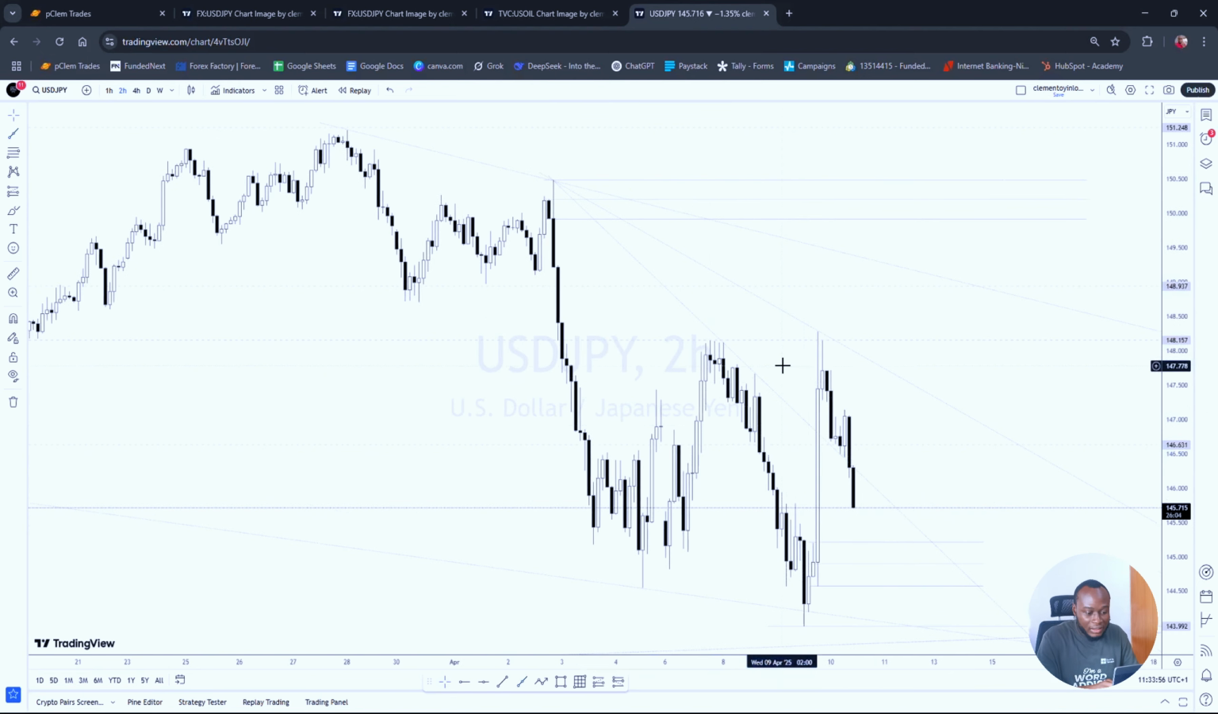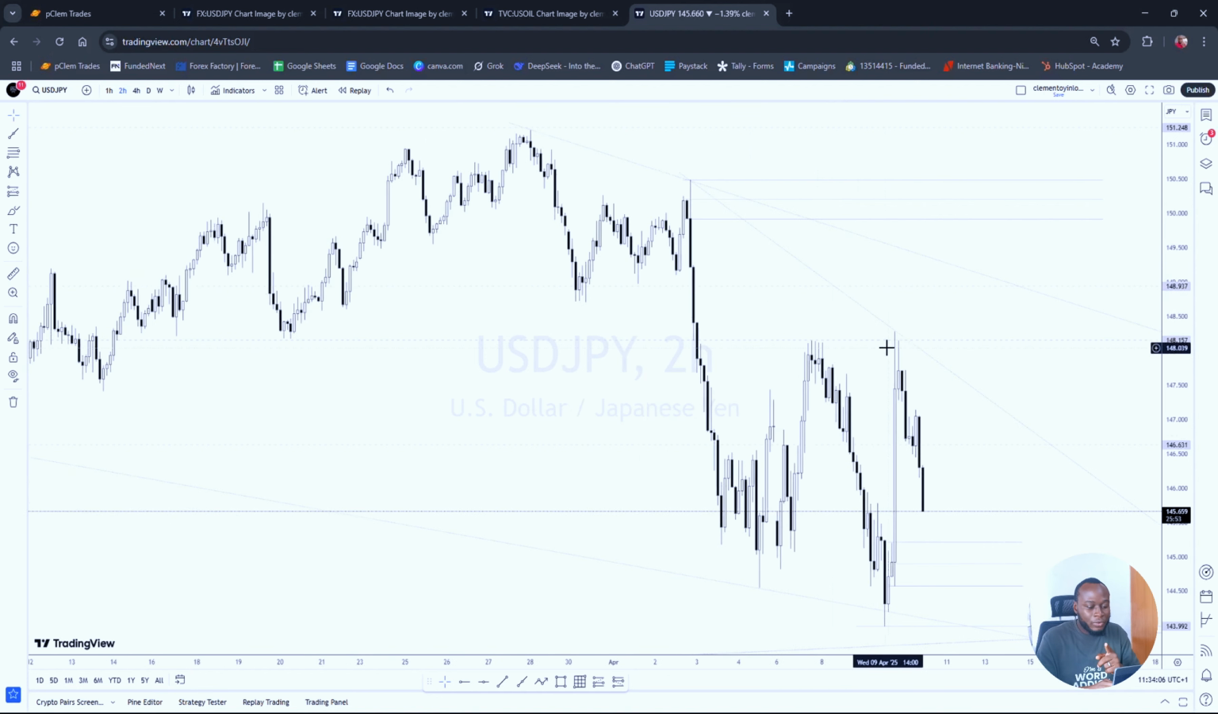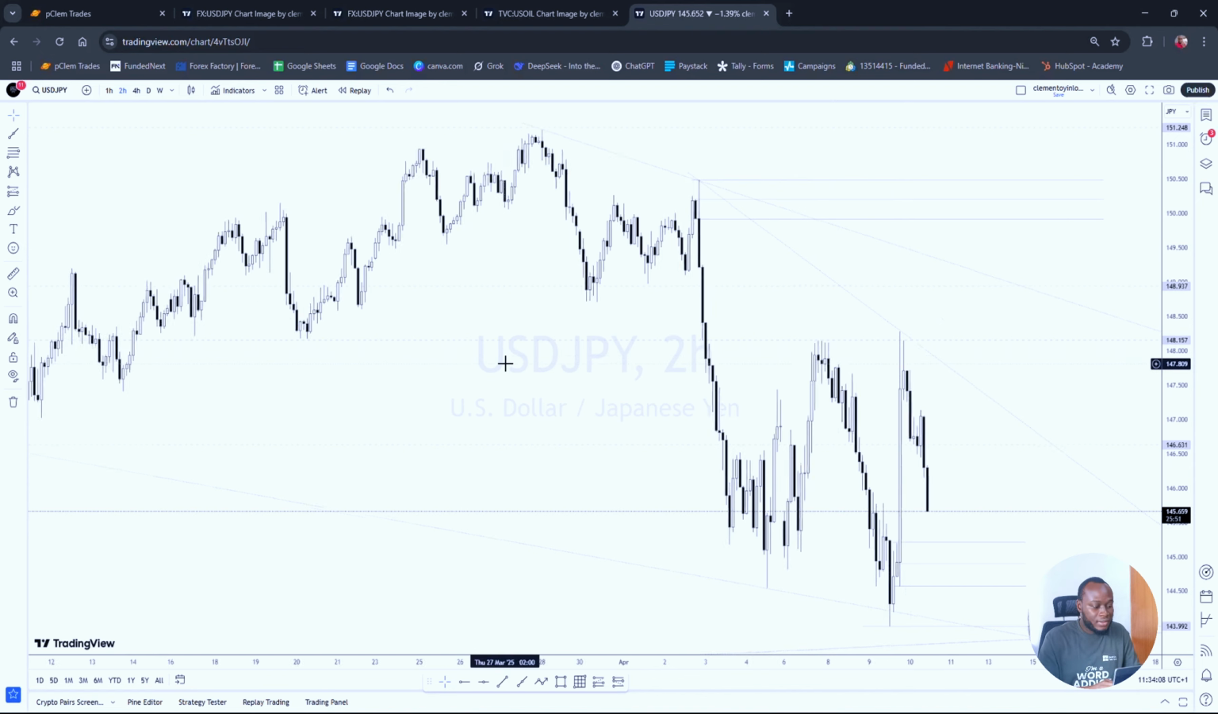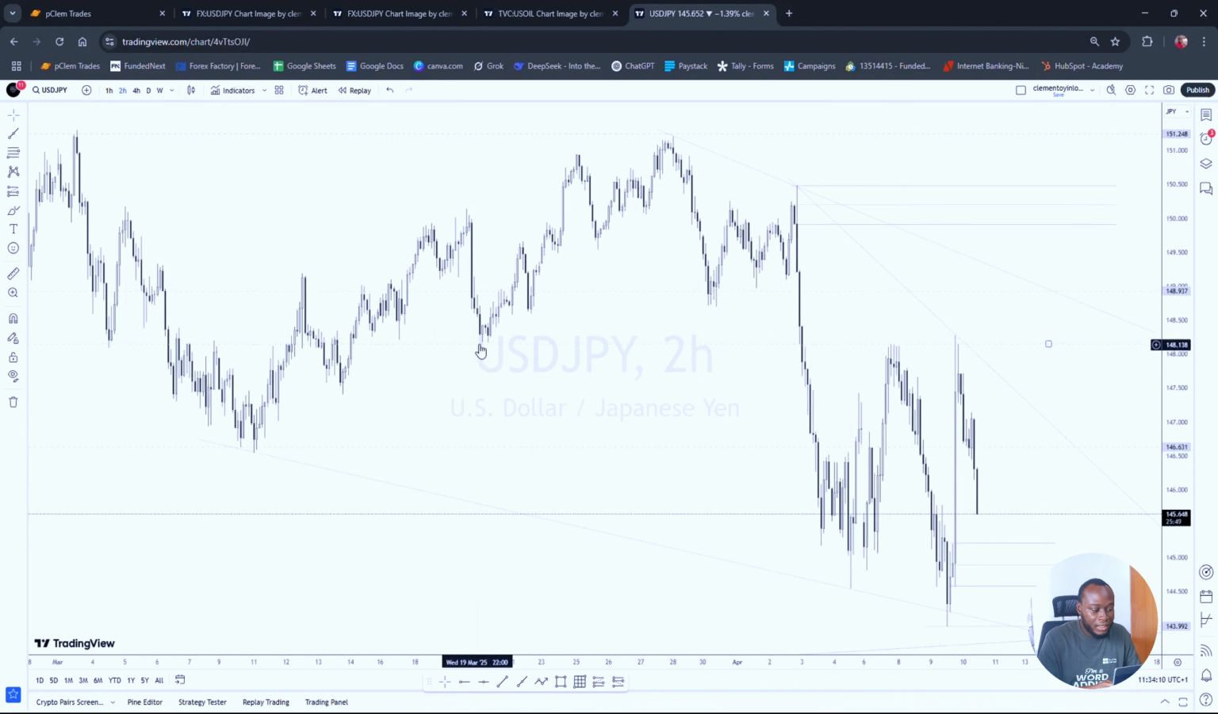Eventually, price broke it, and it created another touch point here. That touch point happened to be a confluence of a resistance. This is a resistance zone here. This was a touch point here, this was a touch point here, this was another touch point here, and this was a touch point here. So when price got here, it bounced off.